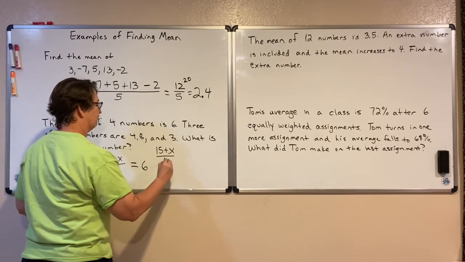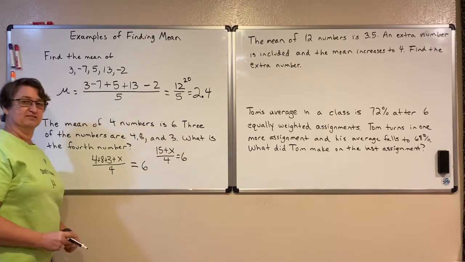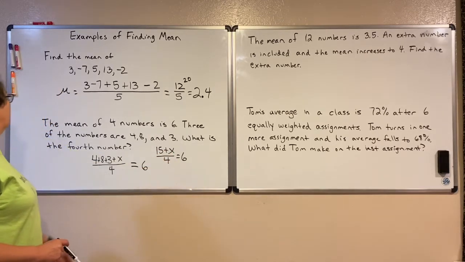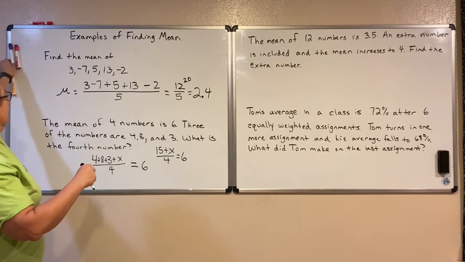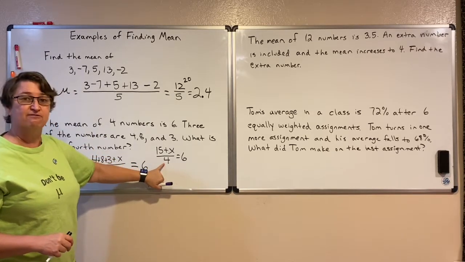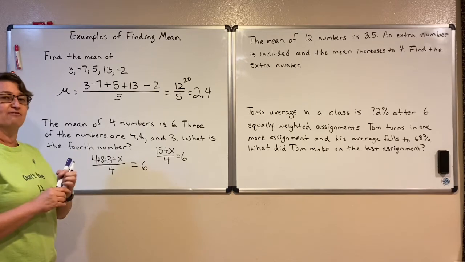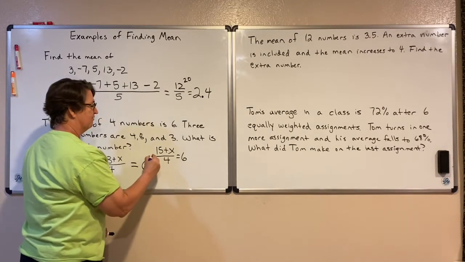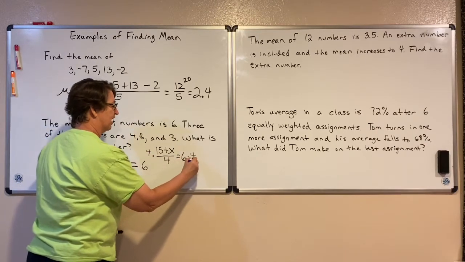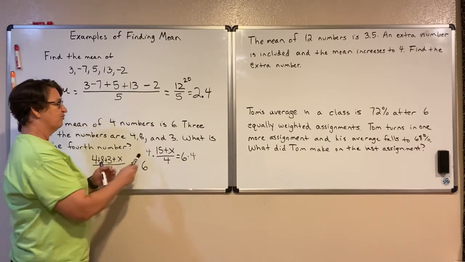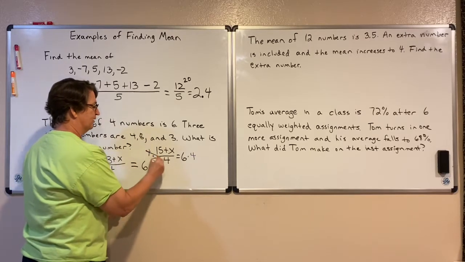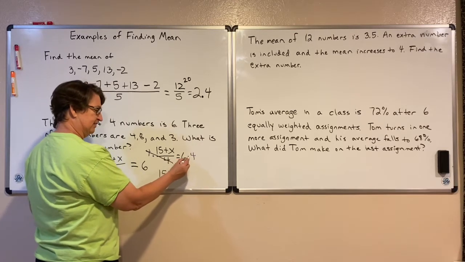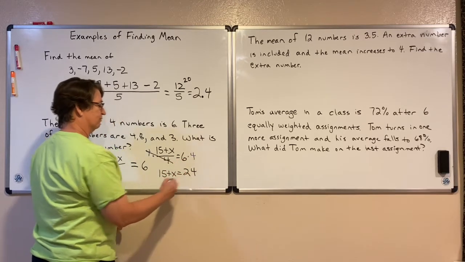All that over 4, and it's equal to 6. Now I'm still trying to find out what this is. So to find that out, I'm going to get rid of my 4. Right now my 4 is dividing. So to get rid of that 4, I'm going to multiply both sides of my equation by 4. If I multiply this side by 4 and that side by 4, this 4 divided by that 4 becomes 1. Keep my balance even there. And on this side, 6 times 4 becomes 24.